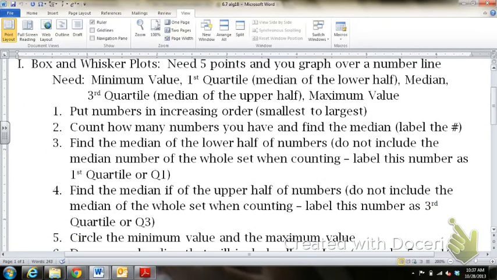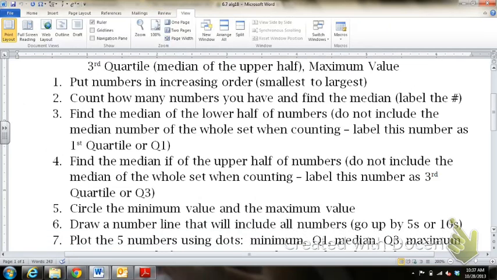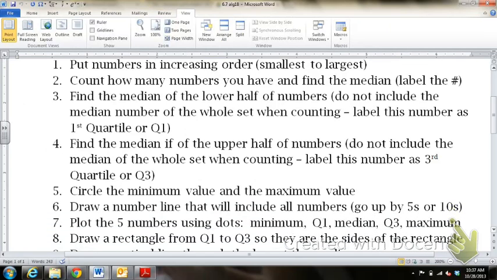Once you have your 5 points, you draw a number line that's going to include all of your numbers. So you don't have to go up by 1. You can go up by 2s or 5s or 10s, whatever's going to fit all of your numbers nicely on a number line. You do need to space your numbers evenly, so you can't just put the 5 numbers that you get on the number line. You have to go up by the same amount.